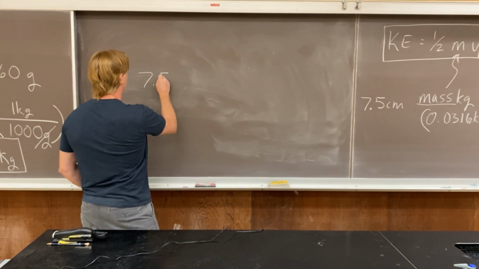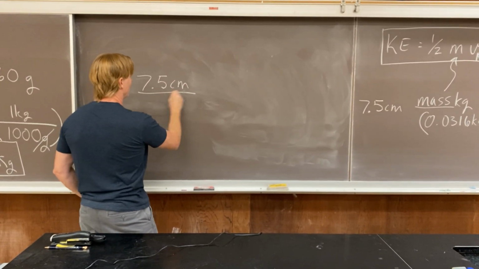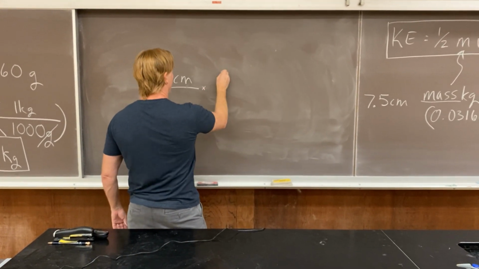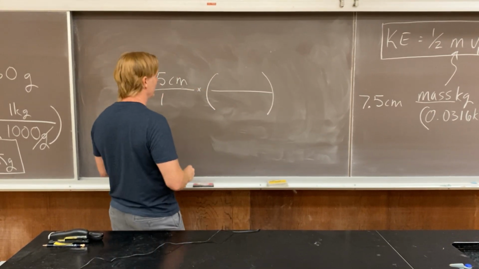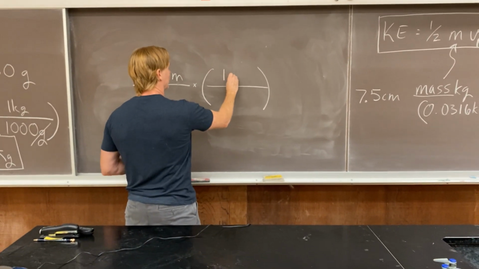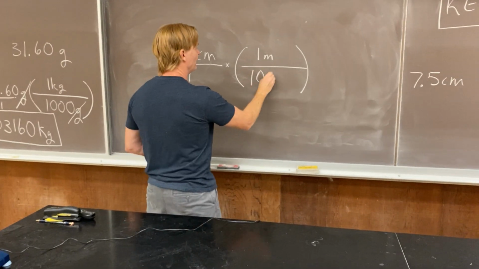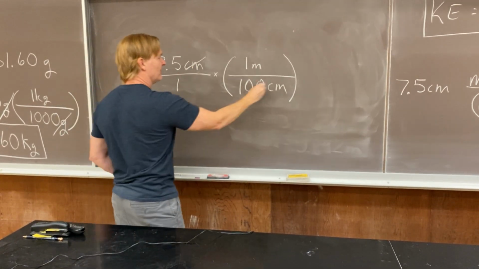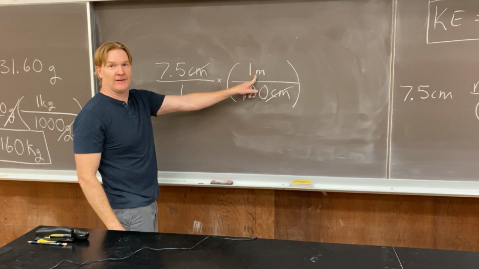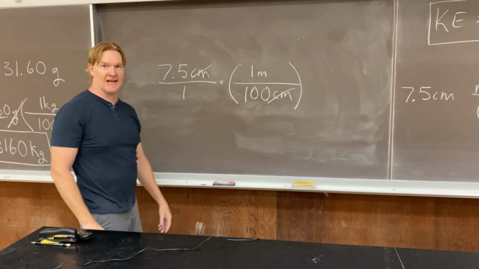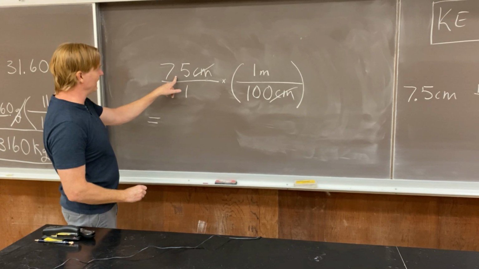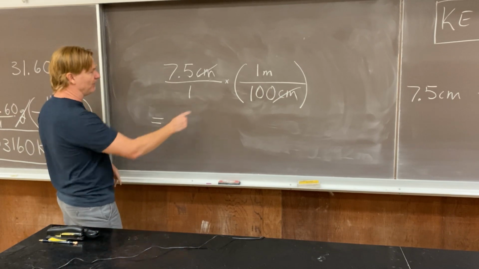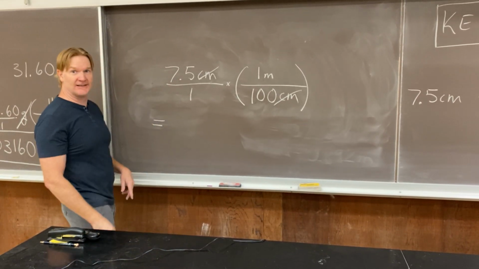So 7.5 centimeters. Now again, I can put a placeholder under there just to make the math a little more evident. And then we're going to multiply this times this ratio where I go, well, for every 1 meter, there are 100 centimeters. Okay? So again, centimeters go away and I'm left with the units that I want. What does this do to the decimal? Okay, so I started with 7.5. I'm dividing by 100. So what does that do? That moves my decimal 2 places to the left.